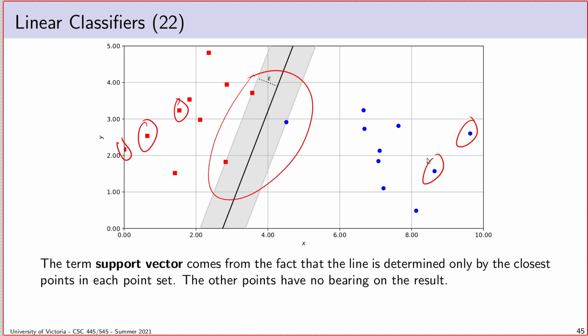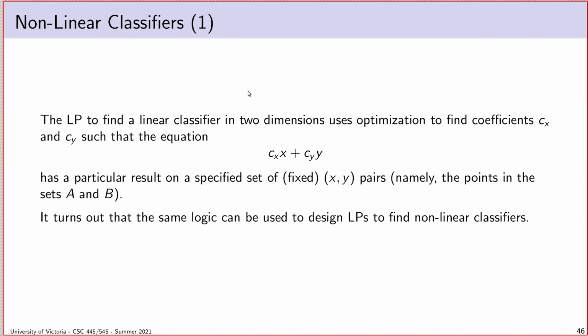It's also true that we can expect, of course, that the distance between the closest red point and the line will equal the distance between the closest blue point and the line, because if not, we could move the line a bit and get a better solution. So the term support vector comes from the fact that these points here, the ones that dictate the position of the line, sort of support the line. They support the separating hyperplane. And the other points actually have no bearing at all.